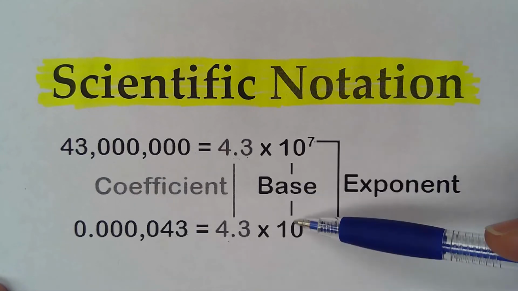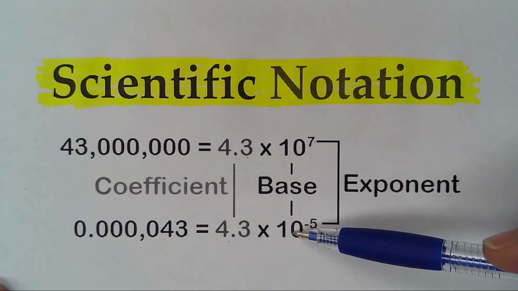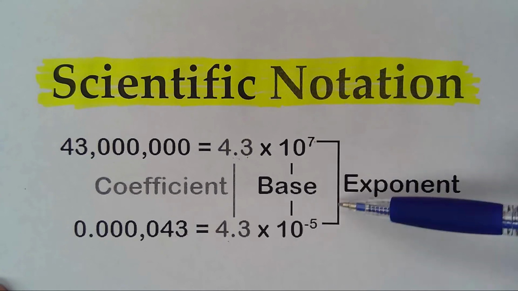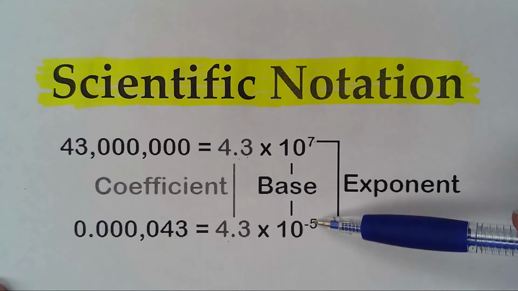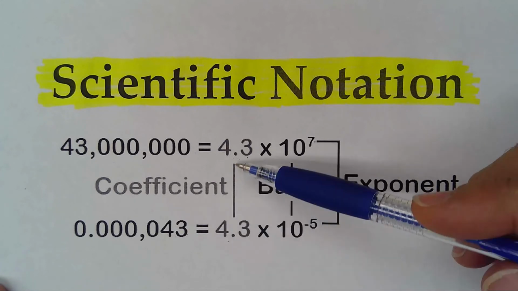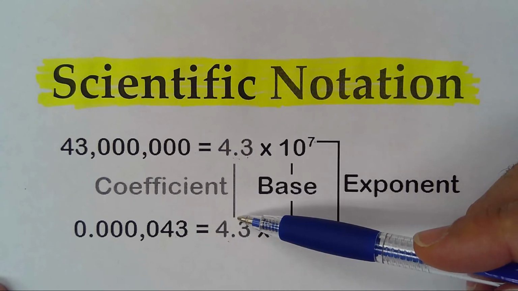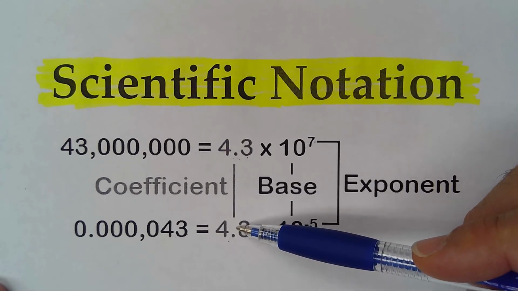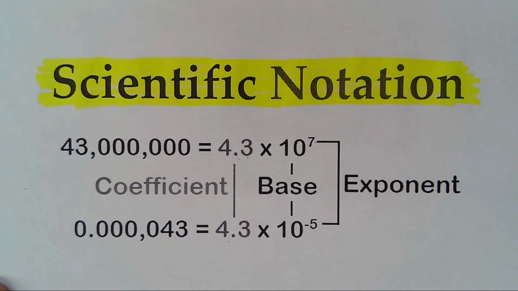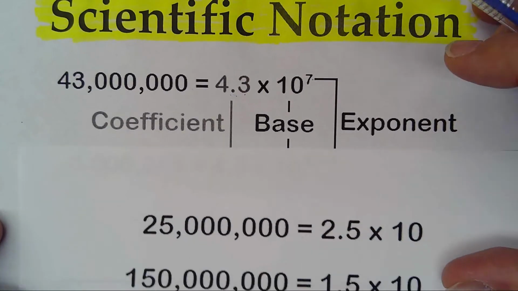So the 10 is the base, that always will be 10. You have the exponent, that could be either positive or negative, remember it's an integer. And you have the coefficient, that is the number that has to be greater than or equal to 1, and less than 10. Okay? So let's take a look at some examples here.